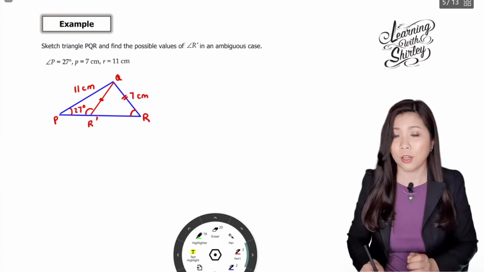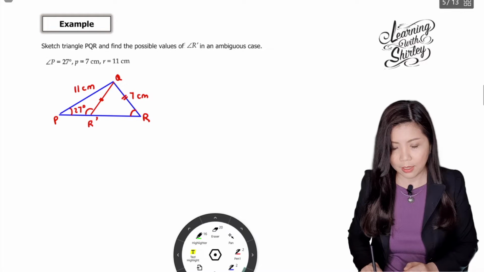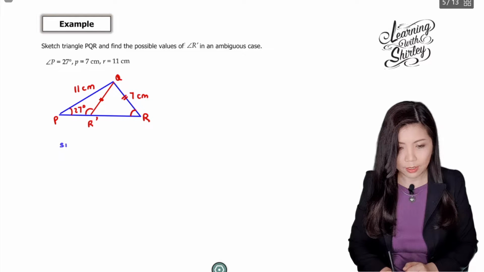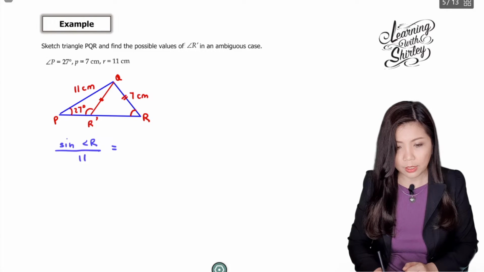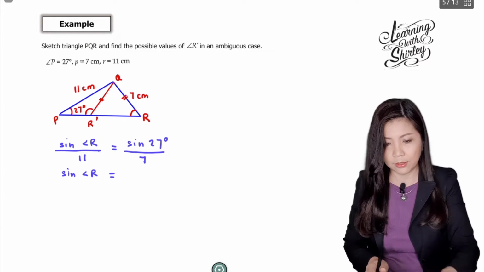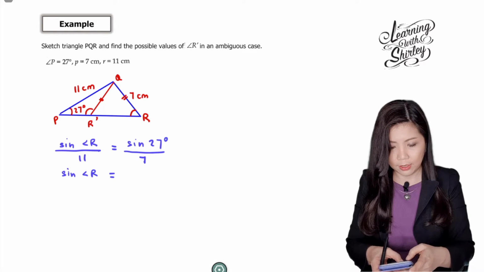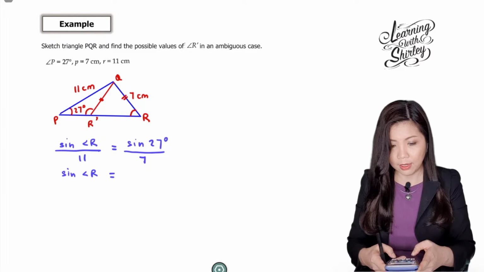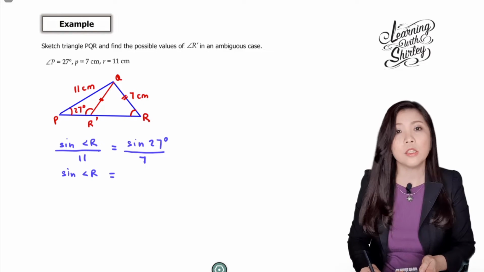Now let's solve this. For this, I'm going to use the sine rule. So sine angle R over 11 equals sine 27 degrees over 7. Now let's solve this. Sine angle R equals, let's calculate this, sine 27 divided by 7 and then times 11. So we'll get 0.7134.